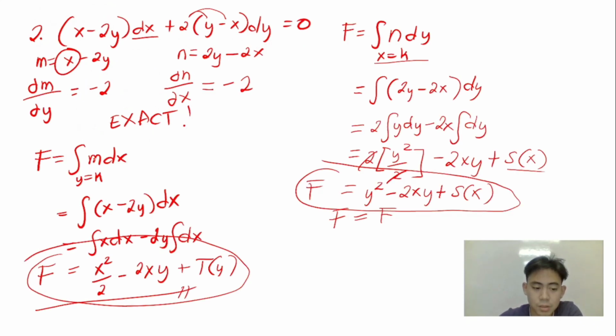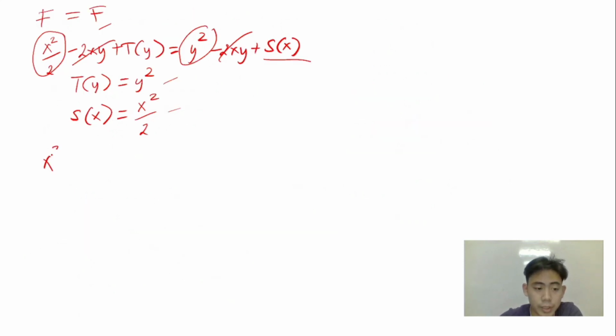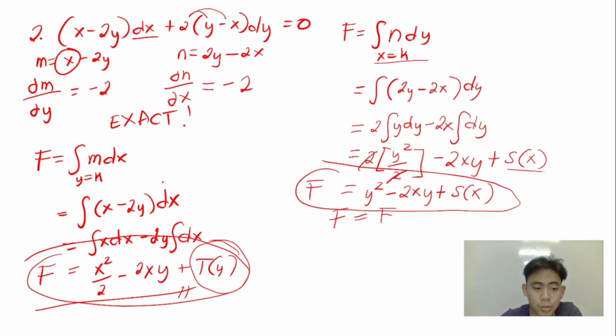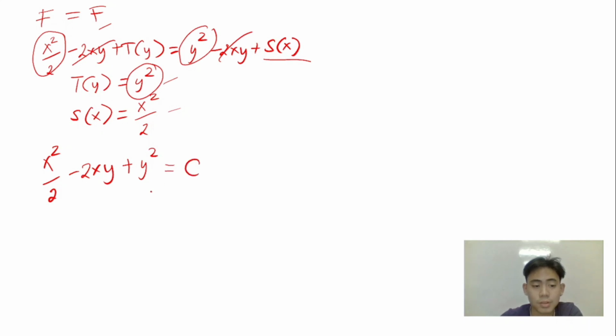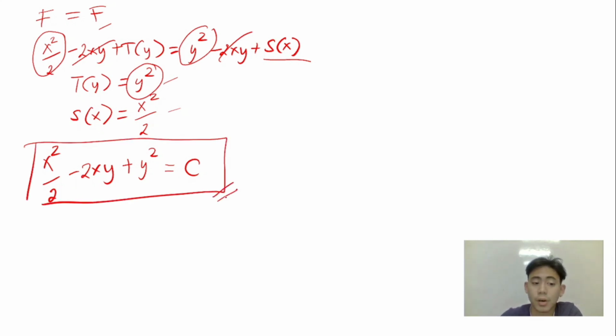Okay? So, ang first f natin na yung merong t of y is x squared over 2 minus 2xy plus, anong t of y natin? Ito, y squared. So, since na-substitute na natin yung t of y, ang f ngayon, papalitan na natin yan ng constant para may magre-represent ng constant sa answer natin. So, this will be the final answer. Okay? So, substitute naman natin itong s of x. Tingnan natin kung magiging equal siya.